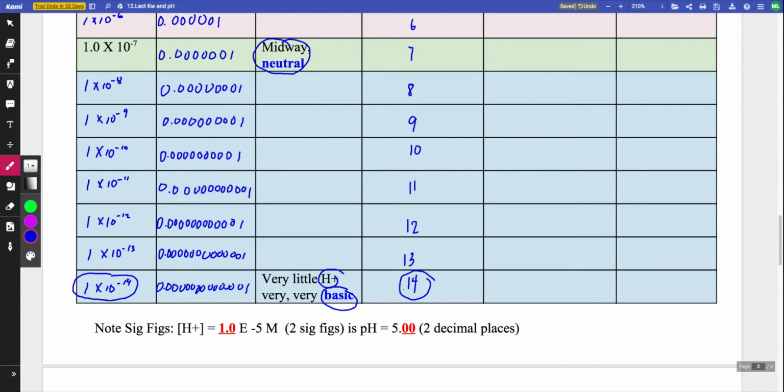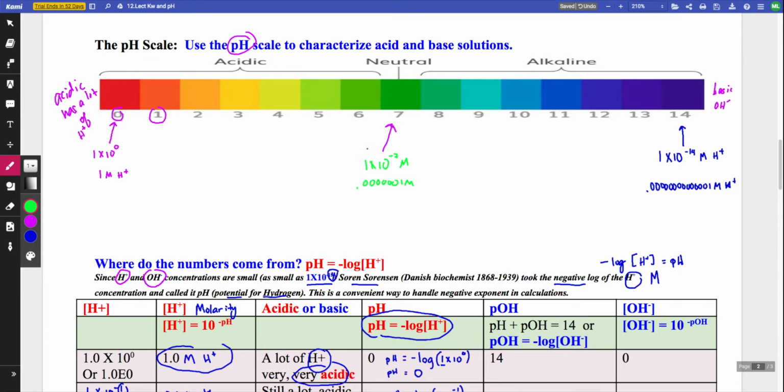The pH 14 corresponds to very, very little H pluses, which means it is very basic. Now you understand what pH 14 means. It means that it is 1 times 10 to the negative 14 molar of H pluses. You have very little H pluses. That means you have a lot of OH minus, so it's very basic on this side, as opposed to the left side.